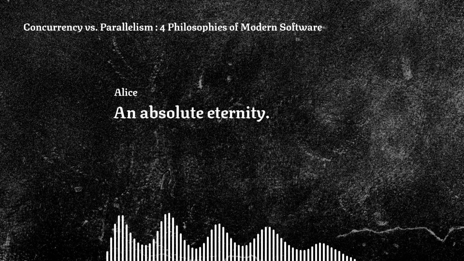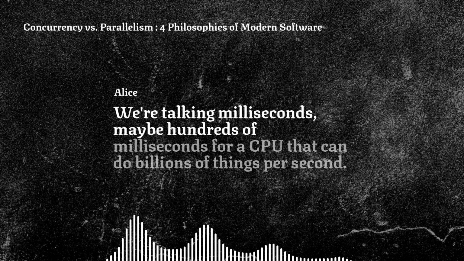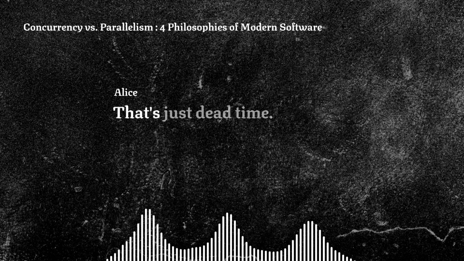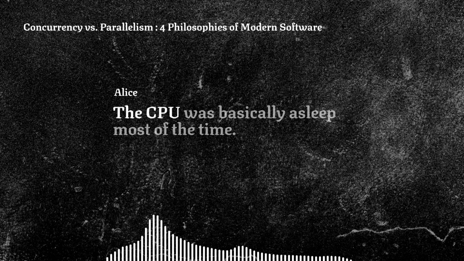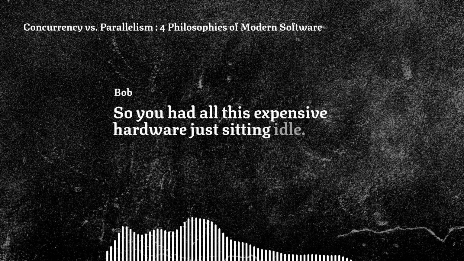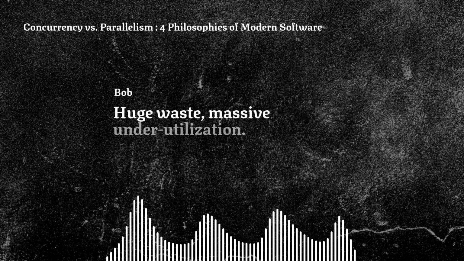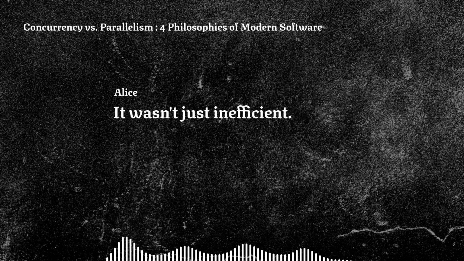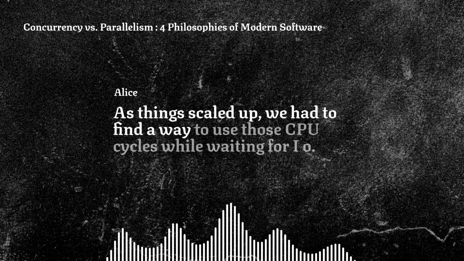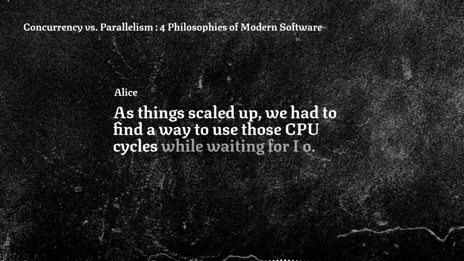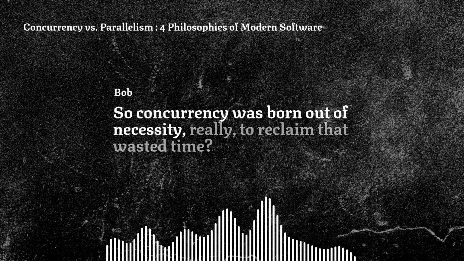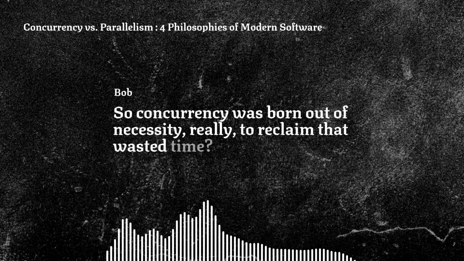An absolute eternity. We're talking milliseconds, maybe hundreds of milliseconds. For a CPU that can do billions of things per second, that's just dead time. The CPU was basically asleep most of the time. So you had all this expensive hardware just sitting idle. Huge waste. Massive underutilization. It wasn't just inefficient, it was economically unsustainable as things scaled up. We had to find a way to use those CPU cycles while waiting for I/O. So concurrency was born out of necessity, really, to reclaim that wasted time.